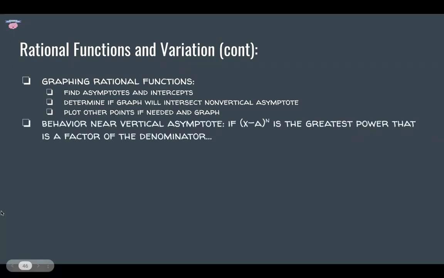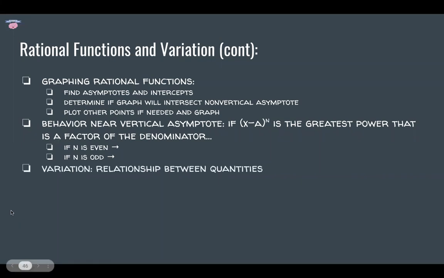The behavior near the vertical asymptote: if (x minus a) to the power of n is the greatest power that is a factor of the denominator, we're talking about the denominator, there are two cases, n even and n odd. If n is even, then it goes to infinity on both sides. If n is odd, it goes to infinity on one side and negative infinity on the other. Like we said with 1 over x, it goes to infinity on one side and negative infinity on the other. For 1 over x squared, it goes to infinity on both sides. If it's negative 1 over x squared, obviously it'll be reflected over the x-axis.